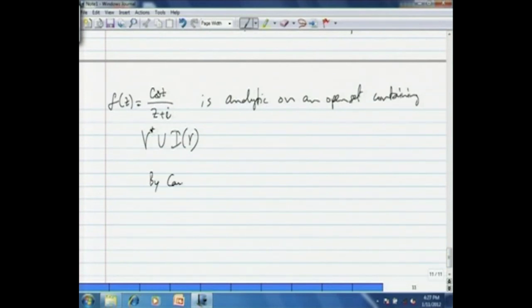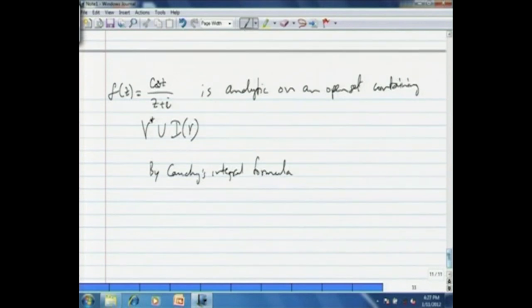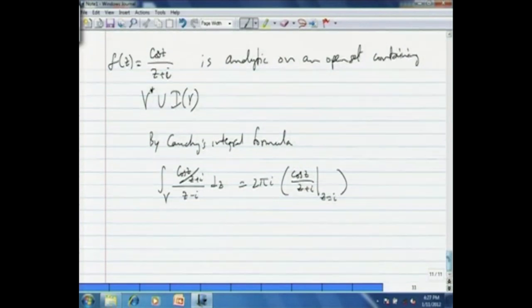So, by Cauchy's integral formula now, since i is on the inside of gamma, this integral of cos z by z plus i by z minus i dz is 2 pi i times the value of the function cosine z by z plus i evaluated at z equals i. That is your value of the integral. So, this is 2 pi i times cosine i by 2i.